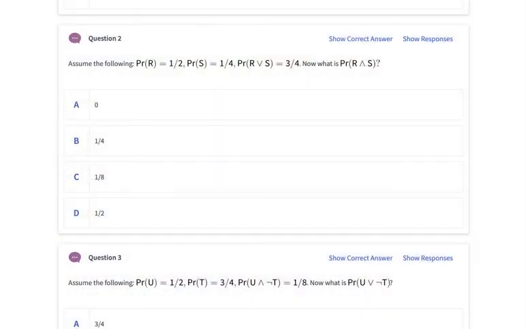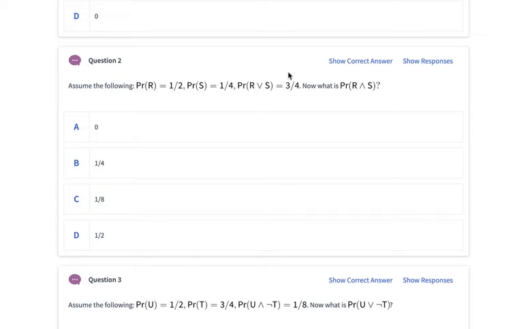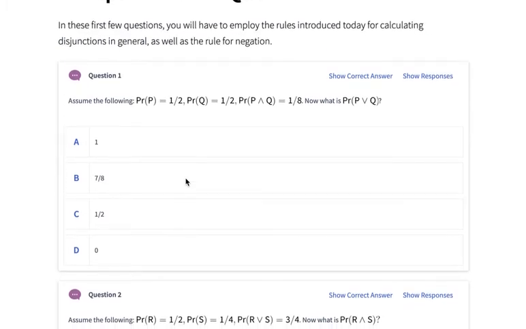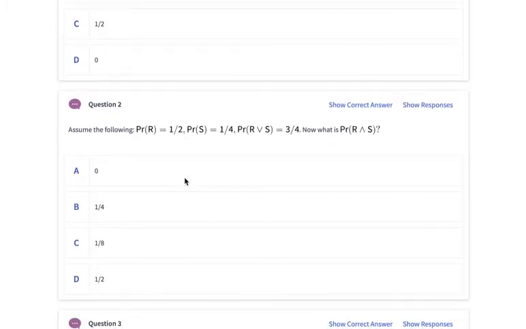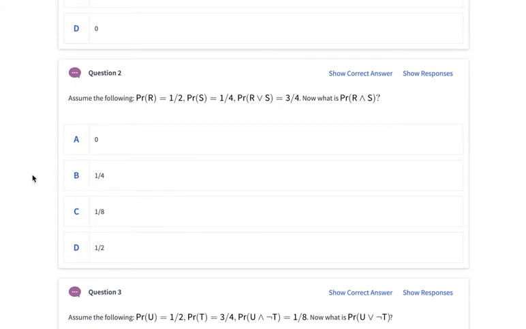So the first question, which I will do, is from the reading on Monday, November 9th, so this Monday. And what I'm going to do is I'm going to be doing the question number 2 first. So here we're given the probability of R, the probability of S, and the probability of R or S, and we're asked what the probability of R and S. So these first 3 questions actually require us to use the general rule for calculating the probability of disjunctions.